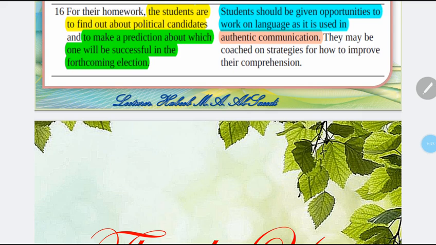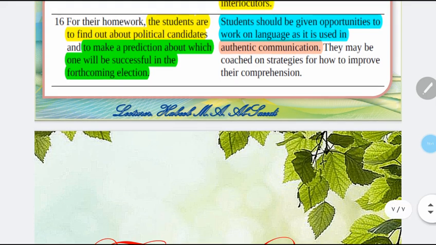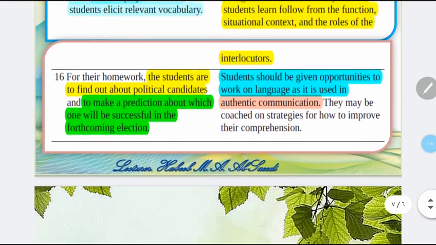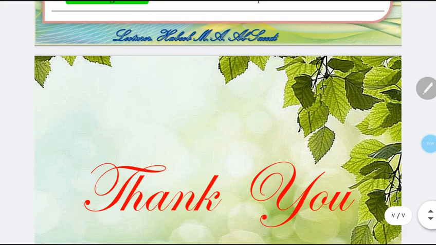So in the final activity, the homework, they also have to work on a real situation, and they have to predict who will win in the forthcoming elections. And students here can use what they have learned from the different activities they practiced during the CLT classroom. Okay, and here we finish this thinking about the experience.